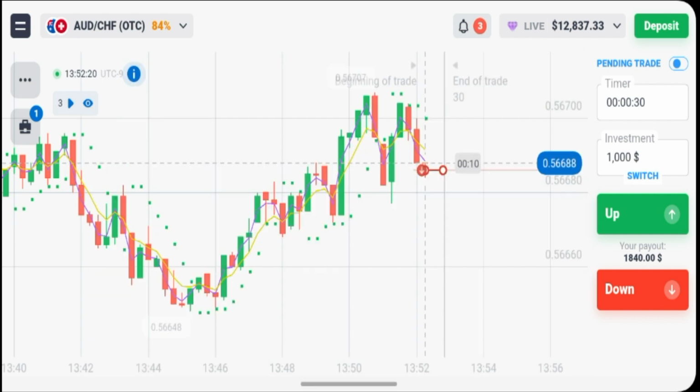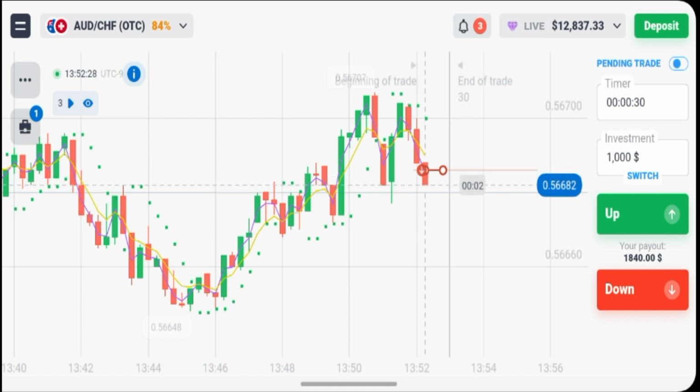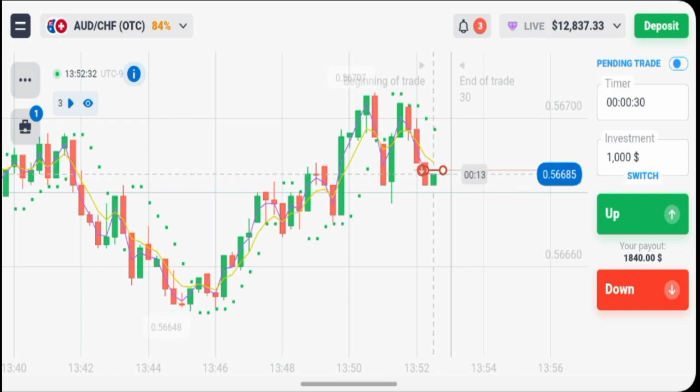Okay, guys, we're on day 6. All right, so same rules. The EMA2 way below the EMA5, right? And our expiration time 30 seconds. I invested 1,000 again. So let's just watch how this trade is gonna end.